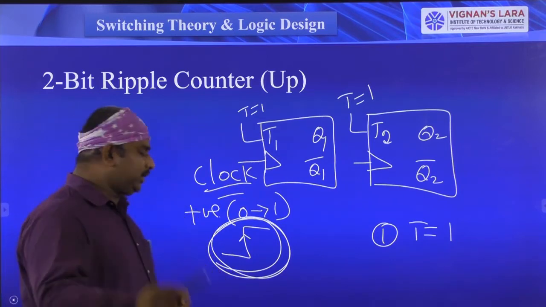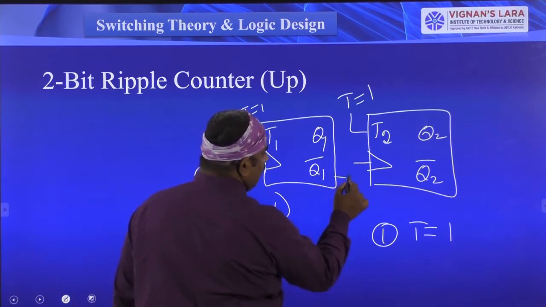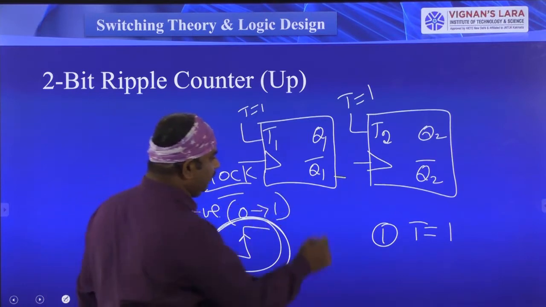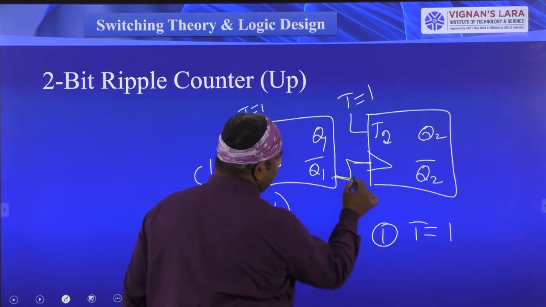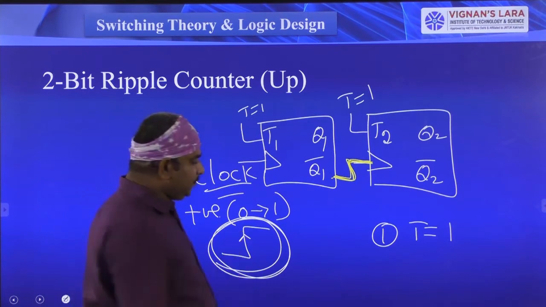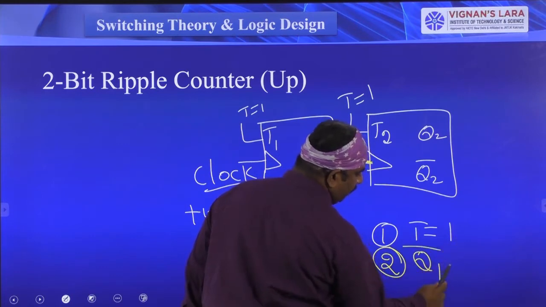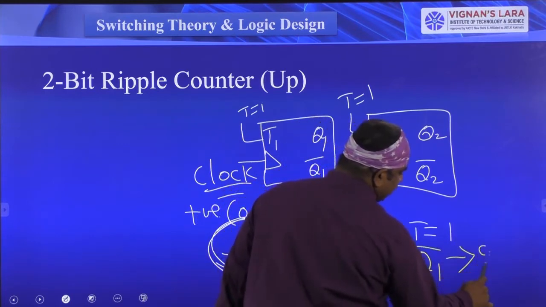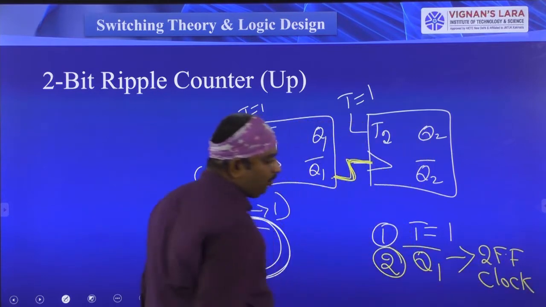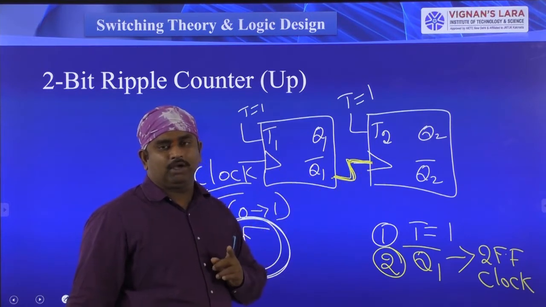Now I have to give one more connection here. This is a very important connection. The complemented output, the Q bar output, I have connected to the clock. It is a very simple thing. So the second condition is that the first flip-flop output, Q1 bar, is connected to the second flip-flop clock signal. I have connected my first flip-flop complemented output to the second flip-flop clock signal.